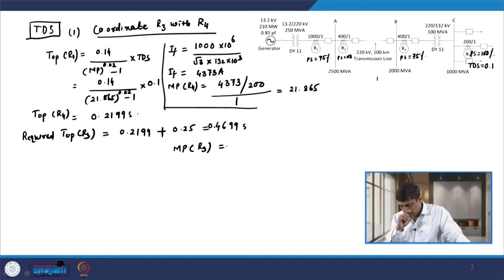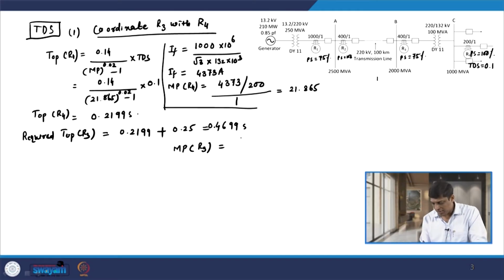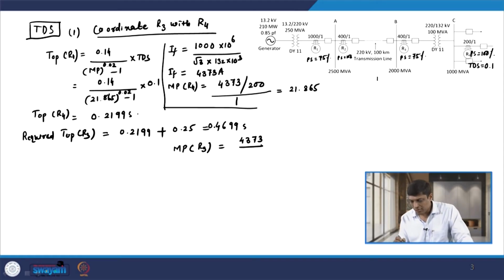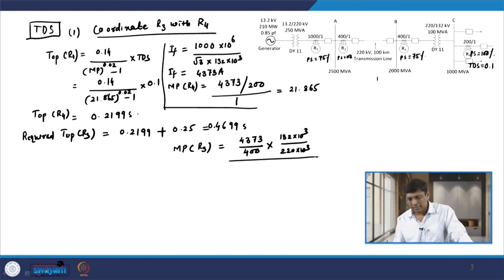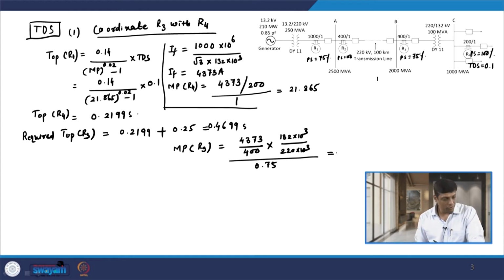As relay R3 is on the other side of the transformer, for the same fault current we take 4373 divided by the CT ratio of R3, that is 400, and here we need to multiply with the turns ratio of the transformer, that is 132 kV divided by 220 kV, and the whole is divided by the plug setting of relay R3, that is 0.75. If you calculate this value, it comes out to be 8.746.